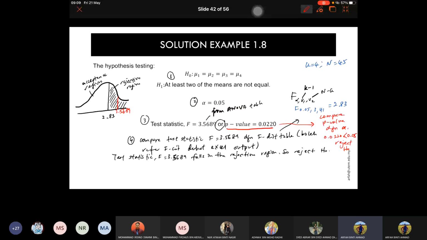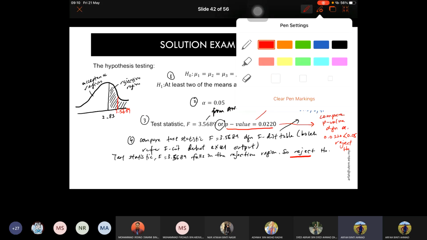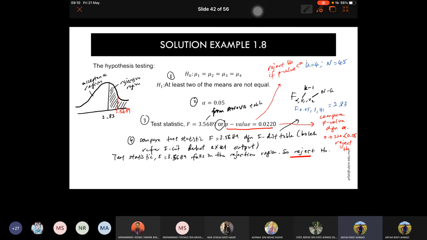Sebab kalau kita nak compare p value, kita akan reject H null if p value less than alpha. Itu dia punya syarat. So samalah keputusan dia. In any ways, awak guna F statistik atau guna p value, tetap akan dapat reject H null. So reject H null meaning that conclusion is based on H1. Sebab kita reject H null.